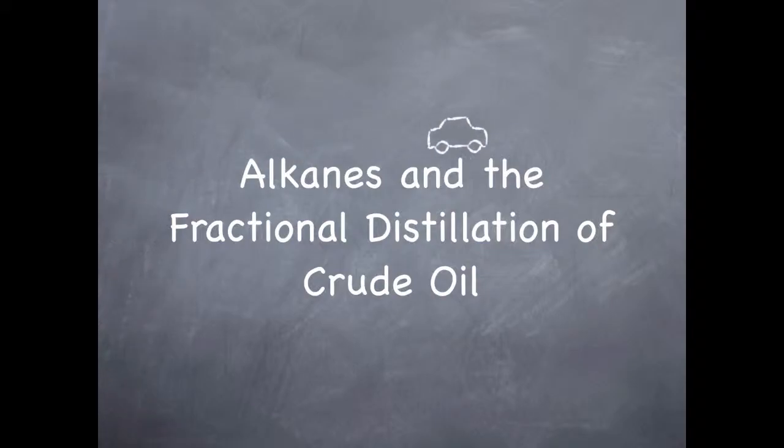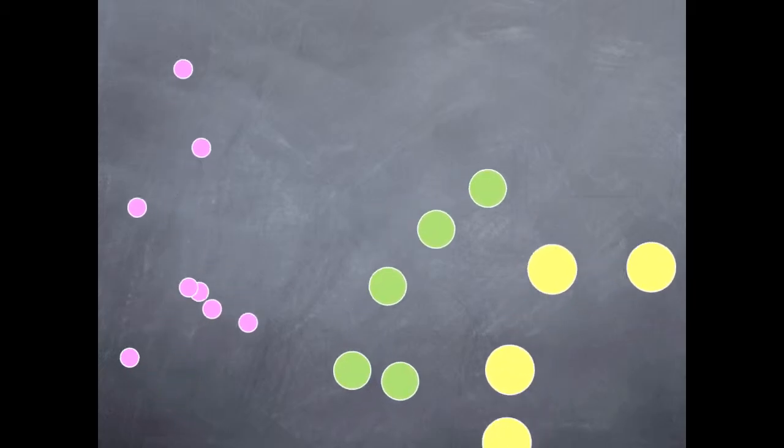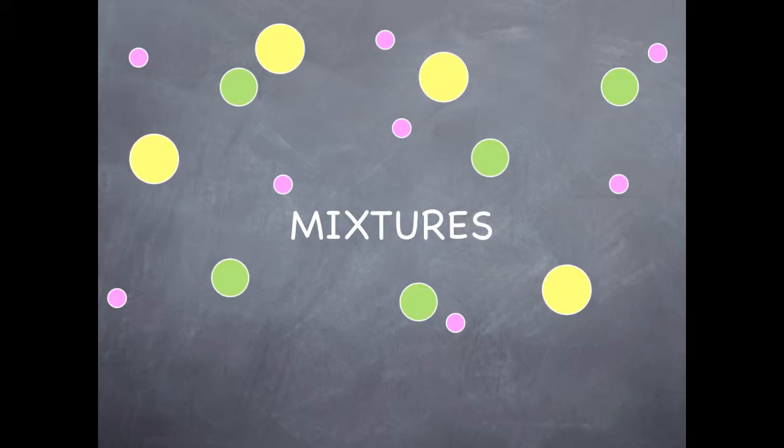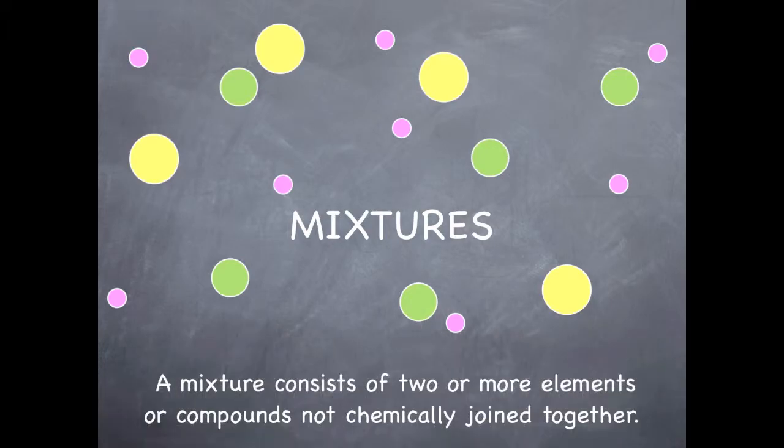In this video, you're going to learn what you need to know about alkanes and the fractional distillation of crude oil. Crude oil is basically a mixture of lots of different compounds that we call hydrocarbon chains. You all know what a mixture is, but science has got to give it its definition. Just remember, a mixture consists of two or more elements or compounds not chemically joined together.